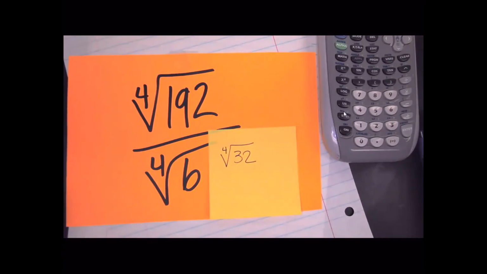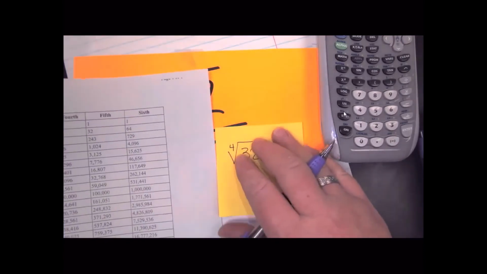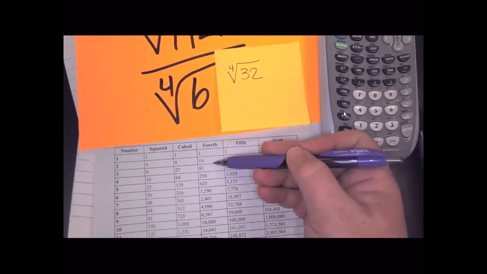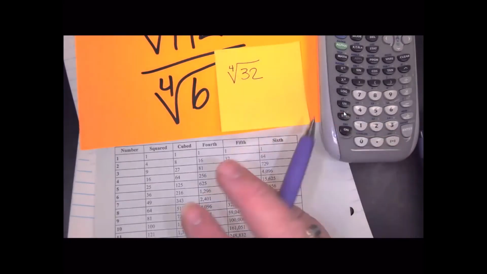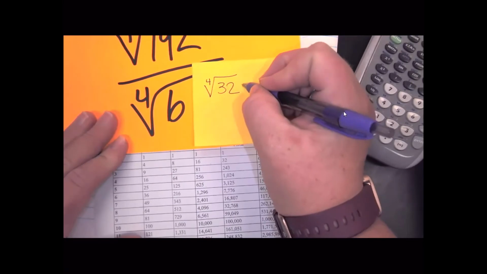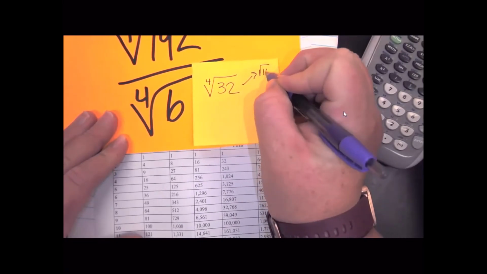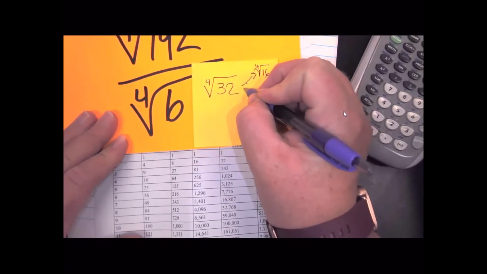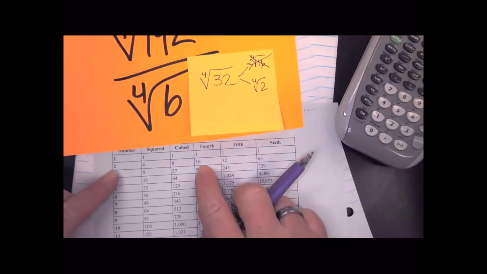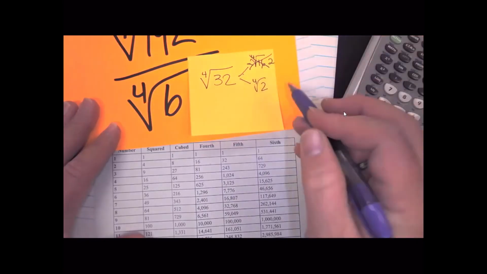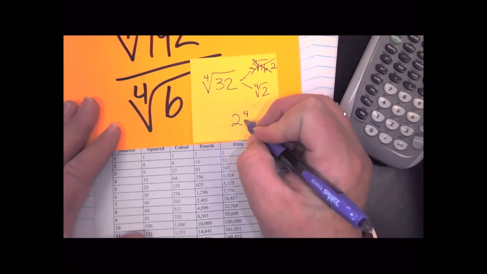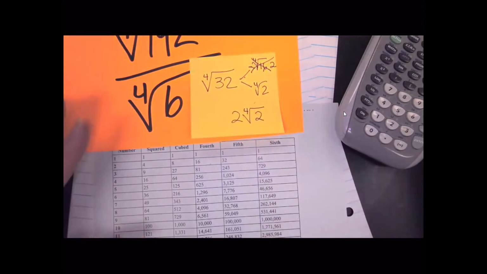How do I simplify the fourth root of 32? Well, let's look at the fourth. My only choice is 16. Does 16 go into 32? Actually, it does. In fact, it's the fourth root of 16 and the fourth root of 2. Now, the fourth root of 16, that's easy. That's 2. The 2 comes out, but the fourth root of 2 has to stay in. So my answer here is 2 fourth root of 2.